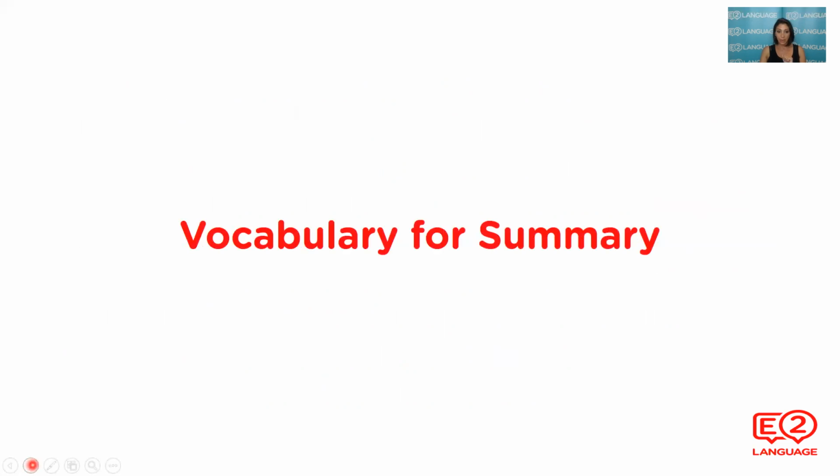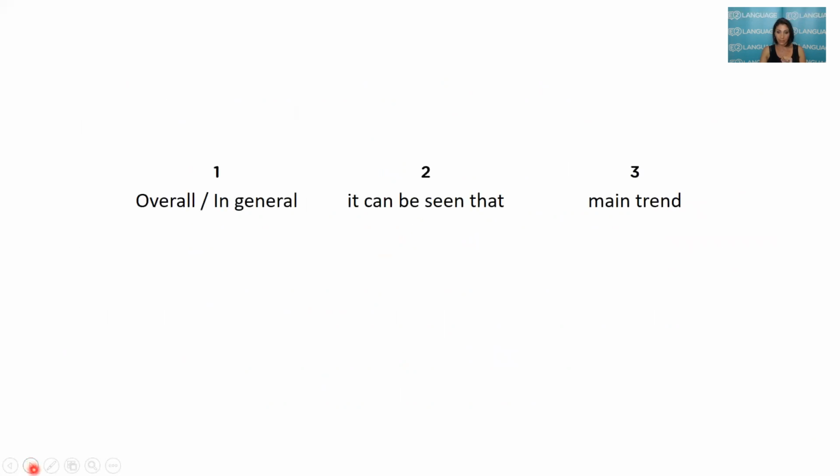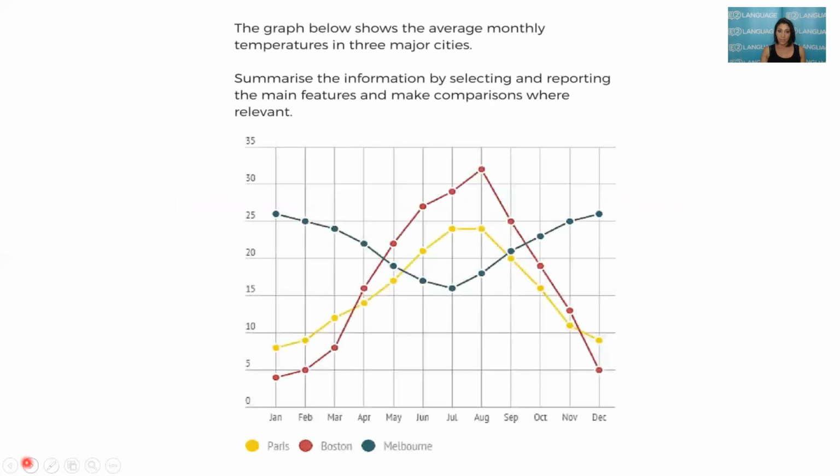Okay, let's move on now to vocabulary for our summary. This is the easy part. It's either overall or in general. It can be seen that. And then what's the main trend? The main trend is very clearly seen that Paris and Boston started low, increased, and went back low. Melbourne started high, decreased, and went back high. So this is our main trend. So overall, it can be seen that. Make your comparison. All right, I'll give you a couple of minutes to do that.